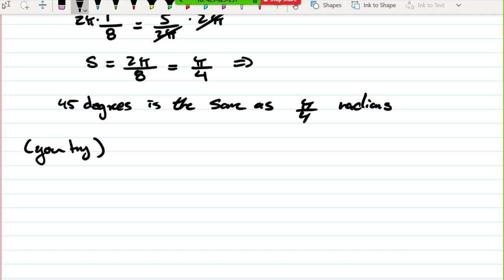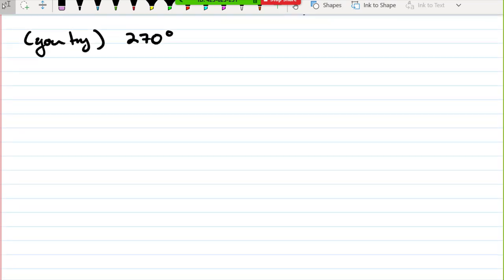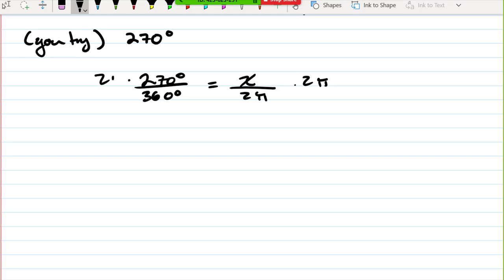Here is a U-try for you guys. So how many radians is 270 degrees? All right, so to convert 270 degrees into radians, we would use our proportion: 270 over 360 is equal to our angle in radians divided by 2 pi. So multiply both sides by 2 pi, and then we start reducing.